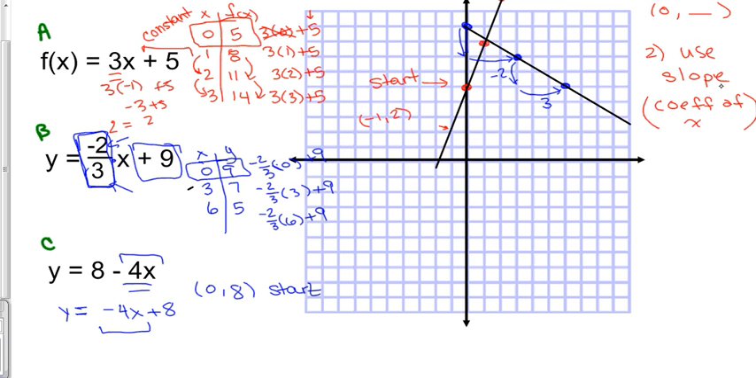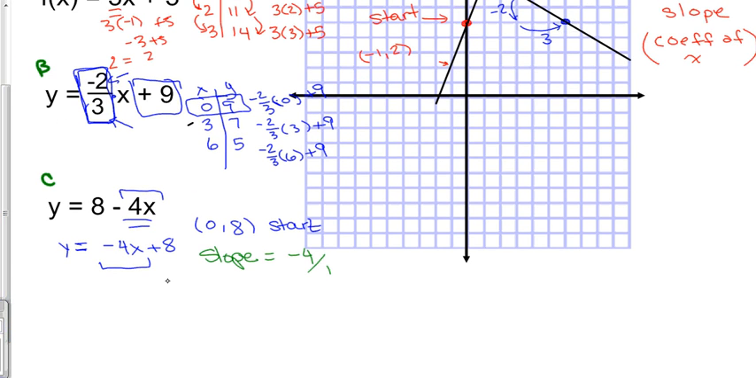I'm going to do this one in green. So 0, 8 right here. And then I know that my slope is the coefficient of x. My slope here is -4, or in other words, -4/1. If I wanted to make a table for this, and I picked my x values to go up by 1s, because I'm dividing by 1 here. Remember, I went up by 3s because the denominator was 3. So here I just go up by 1s. Every time I go up by 1, I expect my y value to go down by 4.